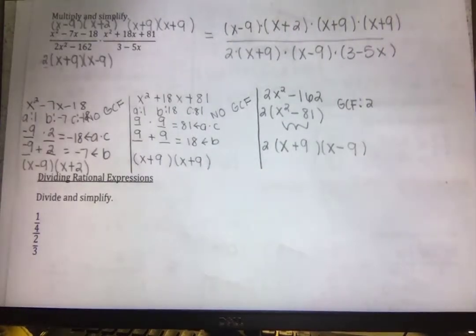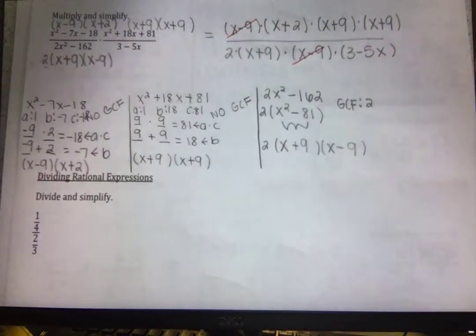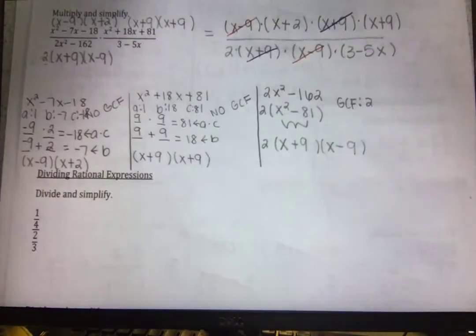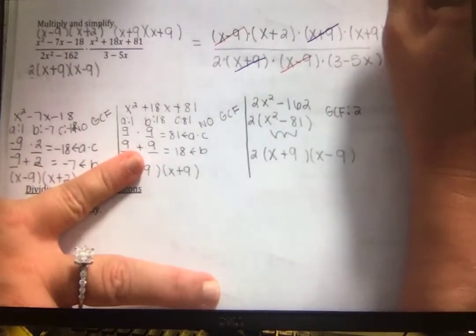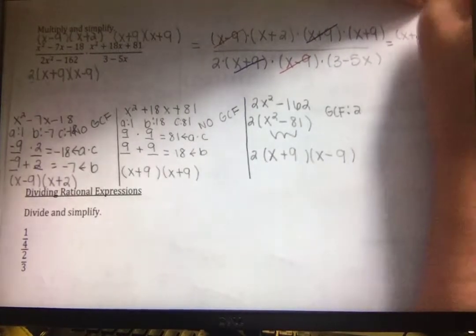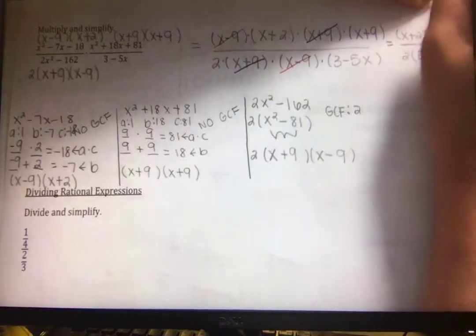The hard part's done. We can just now cancel and see whatever's left over. So x minus 9s go away. One x plus 9 goes away. And that seems to be it. So up top, we're left over with x plus 2 times x plus 9 all over 2 times 3 minus 5x.